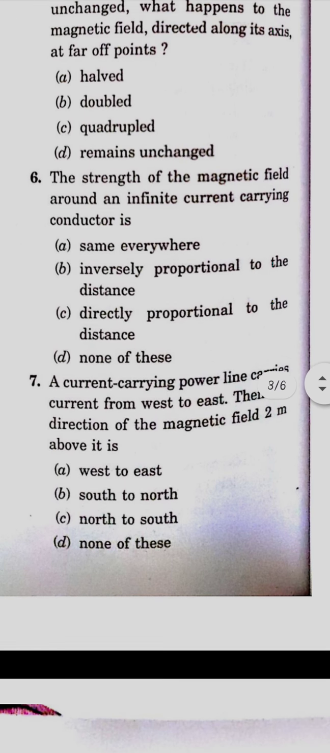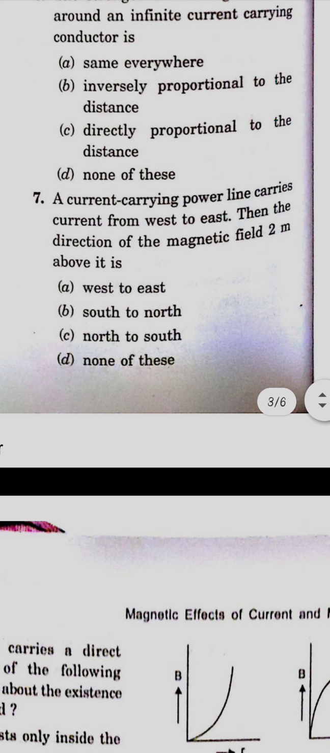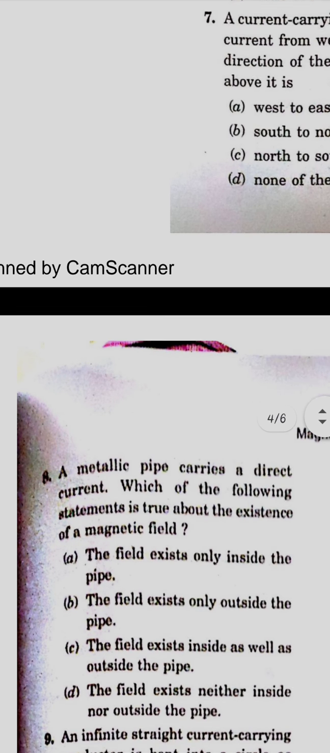And the next thing: a power line carries current from west to east, and the direction of the magnetic field will be? We know that if the current flows from south to north, the deflection is towards west. Now it is given from west to east, so the direction should be from north to south, so the option will be C, that is north to south.